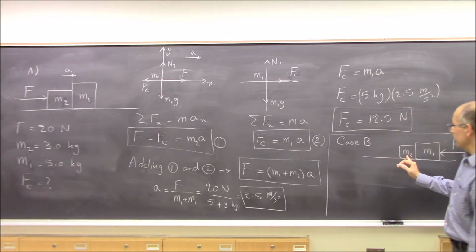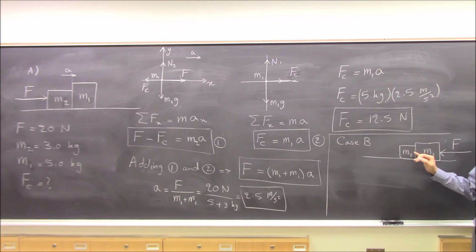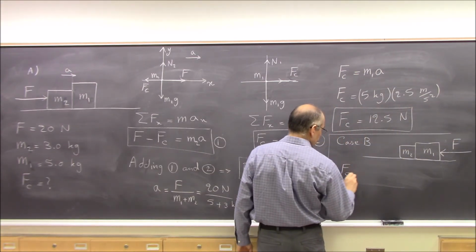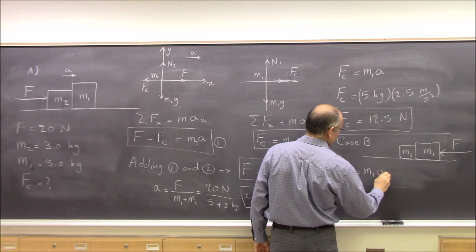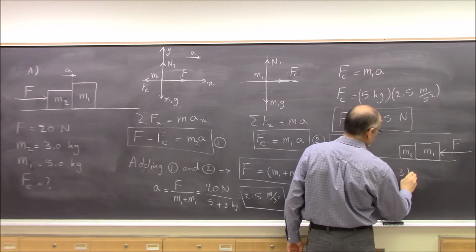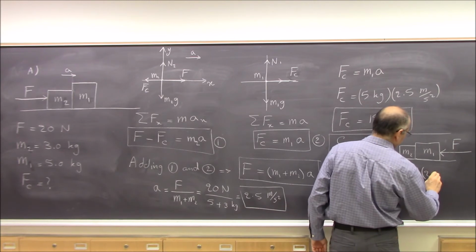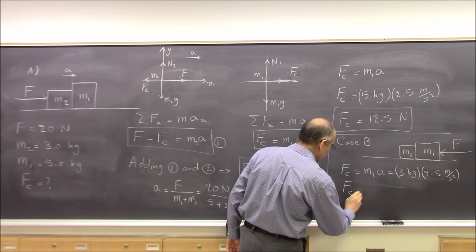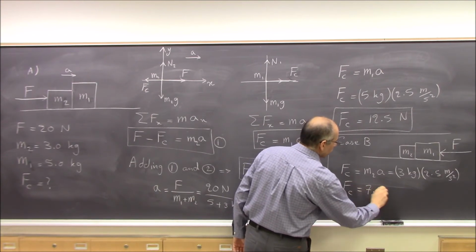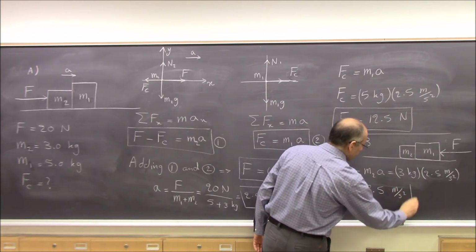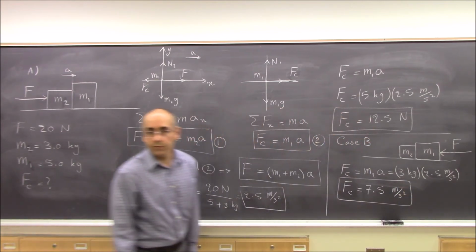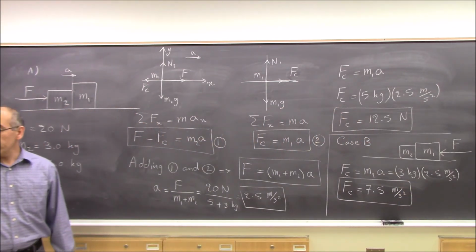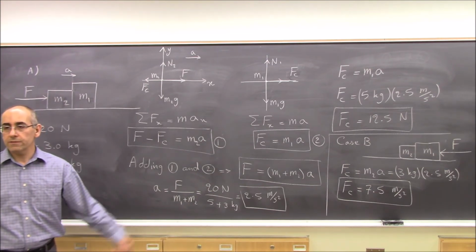And then in this case, M2 is accelerated by the contact force. The only force acting on M2 in the horizontal direction is the contact force. So you can say contact force is equal to M2 times the acceleration, which is 3 kilograms times 2.5 meters per second squared. So Fc is 7.5 Newtons. So the contact force depends on whether the external force applies this way or that way.